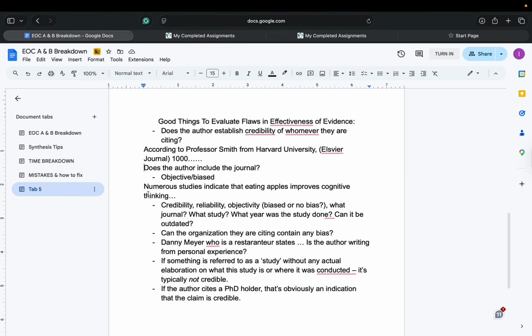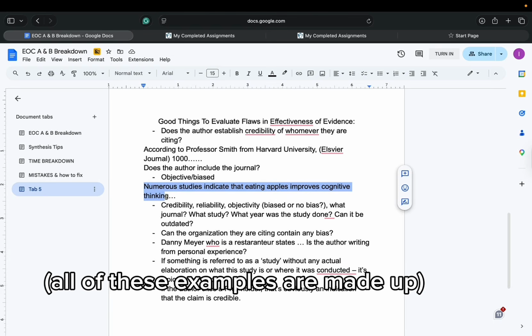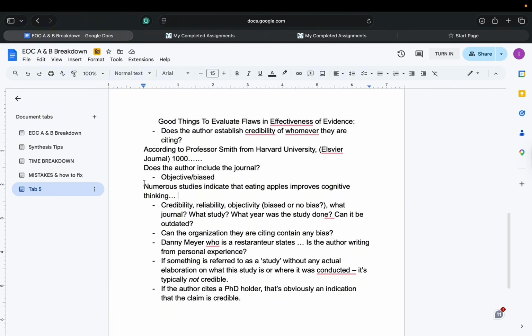Also, an example of a really bad piece of evidence that actually pops up in a lot of EOCA articles is that the author might say, "Numerous studies indicate that eating apples improves cognitive thinking." That's a random piece of evidence, by the way. But this is an example of an author saying something very unspecific and not explaining it at all. You have no idea what numerous studies even is. You don't know when this was done, what these studies are, who they experimented.